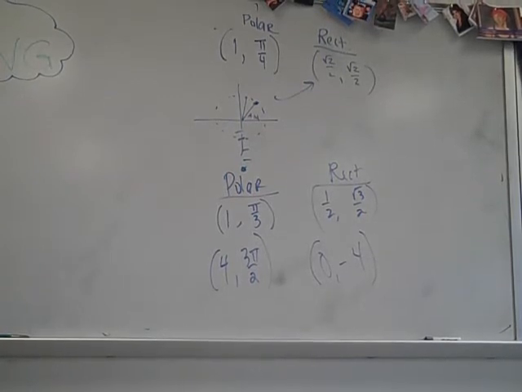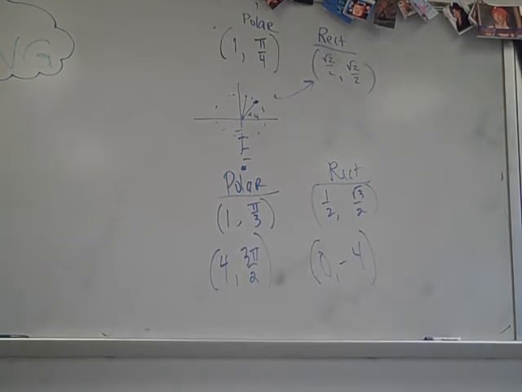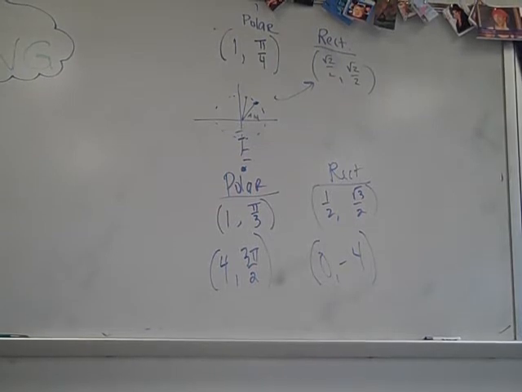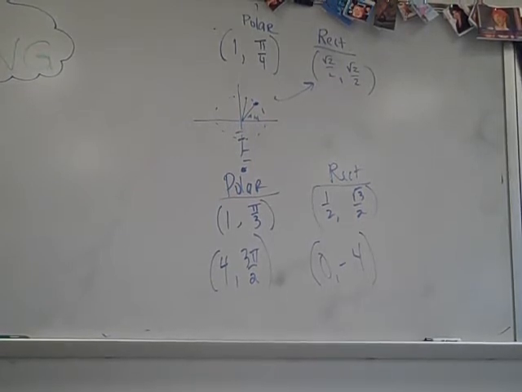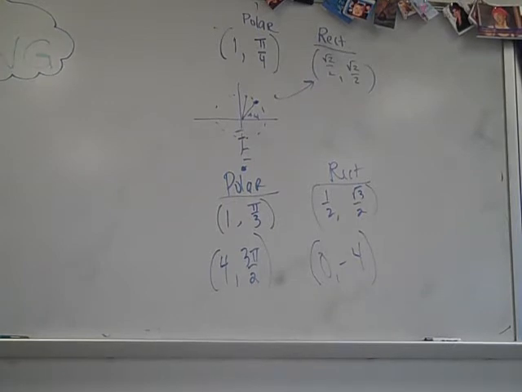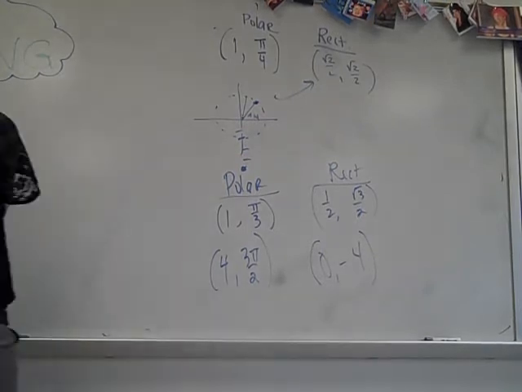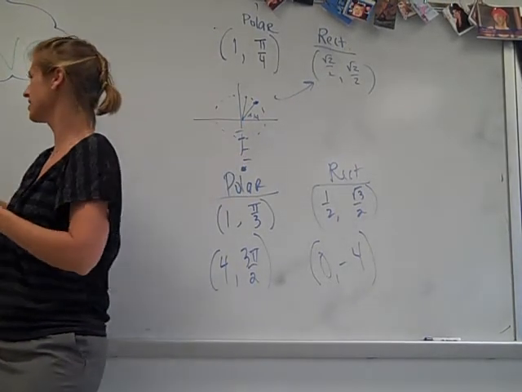Okay, so what's the connection? Everything goes back to a triangle. If we want to connect the two, keep in mind, x's and y's are rectangular. R's and thetas are polar, but they are friends. And this is how they're connected.